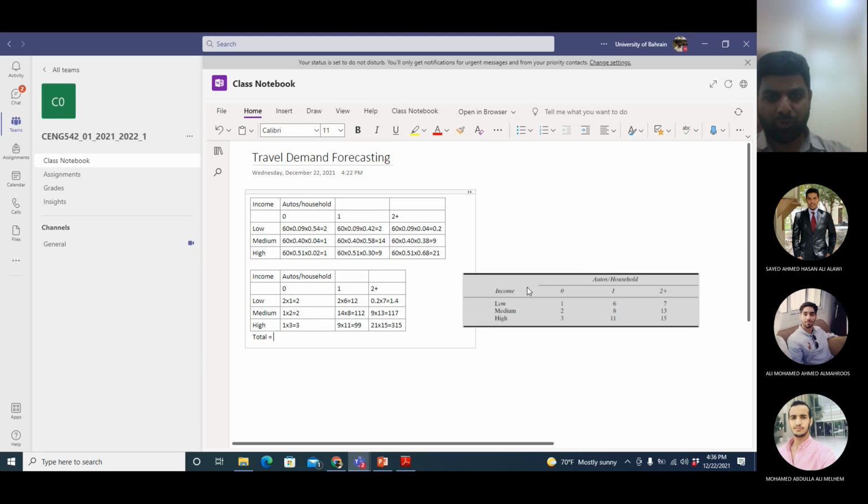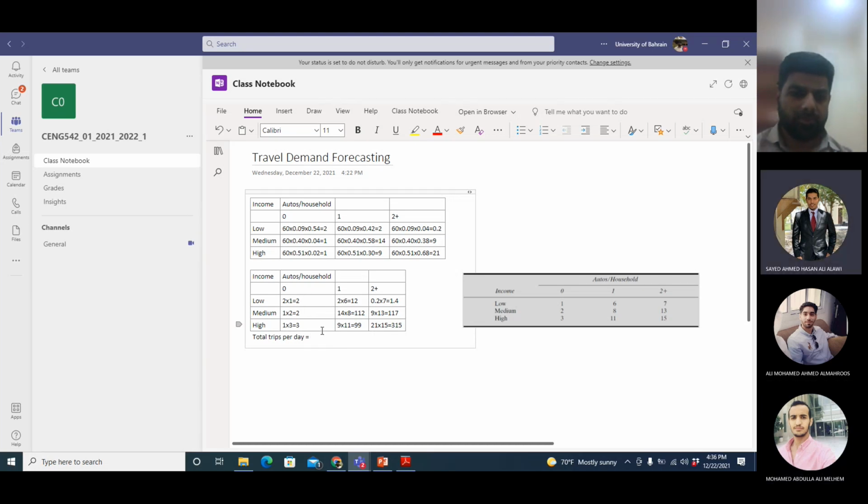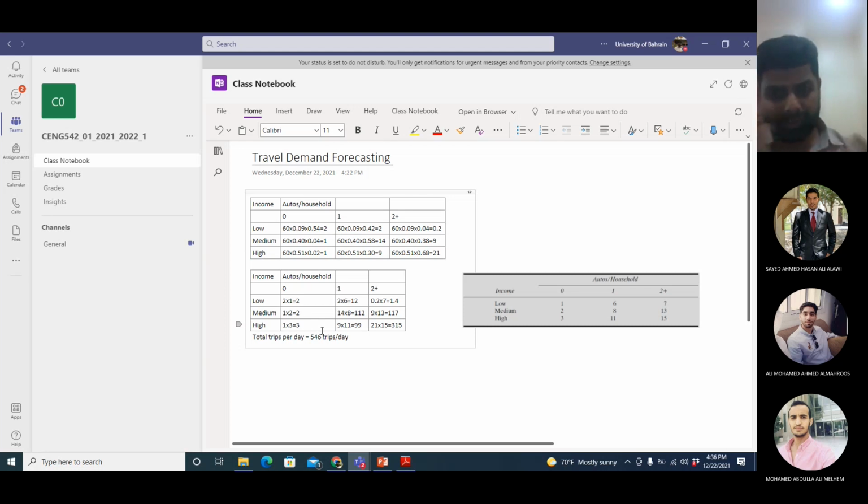So 2 plus 12 plus 1.4 and all of them. You add all of them. So what's the total number of trips? 546 trips per day. And that's it for the entire zone. Now this is for the entire zone.